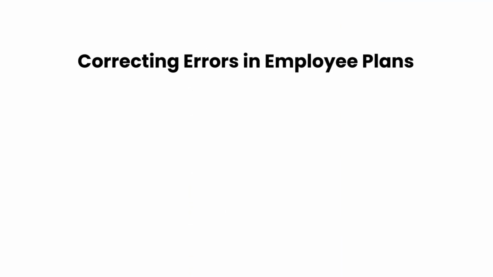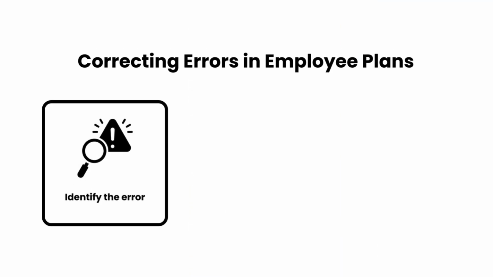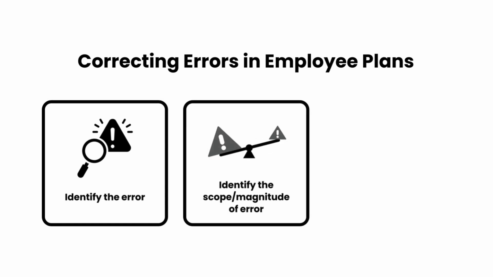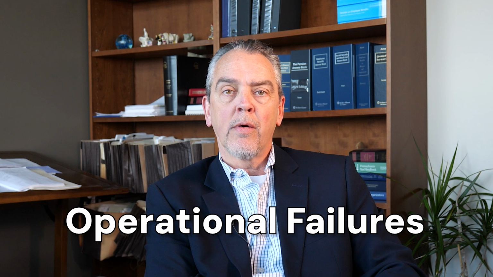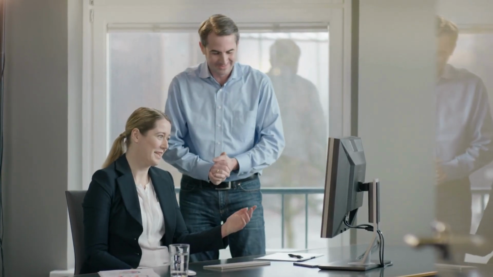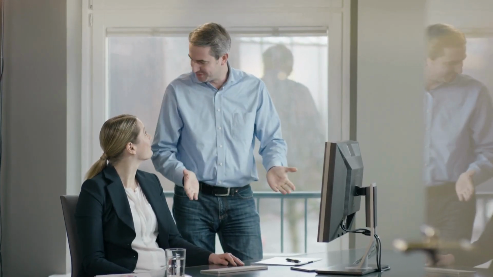In order to correct the error, you need to first identify what the error is. You need to identify the scope and the magnitude of the error, and then determine the appropriate way to correct the administrative error. These are known as operational failures. What you'll need to do to correct it depends on the operational failure associated with your plan. But generally, both the Internal Revenue Service and the U.S. Department of Labor want you to put the plan participants back in the same place, financially or otherwise, that they would have been in but for the fact that this operational failure occurred.